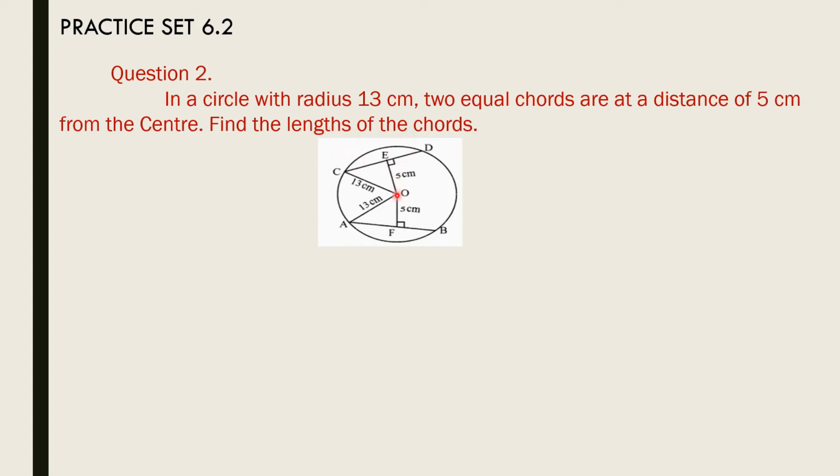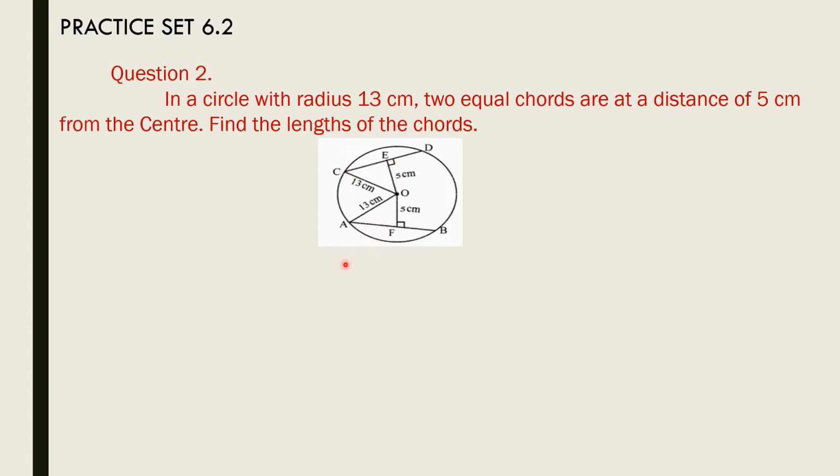In this figure, O is the center of the circle, and OC and OA are the radii of length 13 centimeters, and the lengths of OE and OF are also given as 5 centimeters. In this figure, we have to find the length of CD and the length of AB.